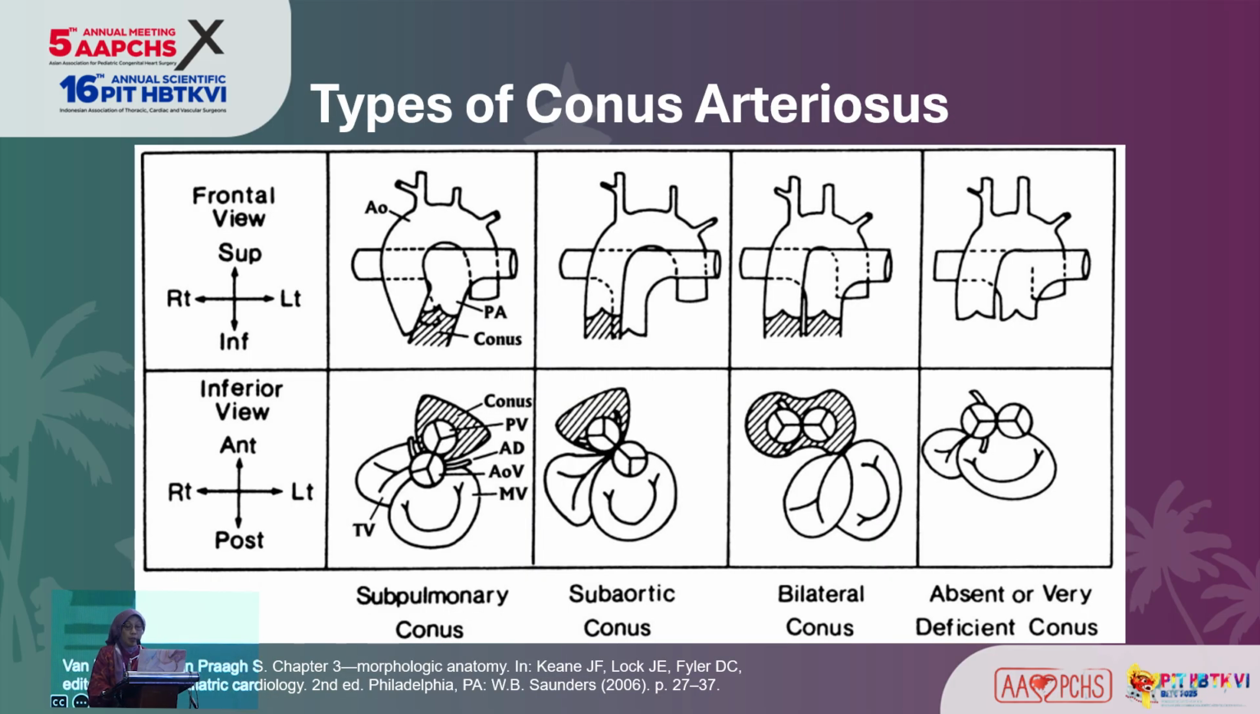The conus arteriosus, or infundibulum, is a key anatomical structure that influences how the great arteries connect to the ventricle. We describe four main types: first is subpulmonary, subaortic, bilateral, and deficient or absent conus. Each arrangement alters the relationship between the ventricular septal defect and the outflow tract, which in turn impacts the direction of blood flow and the surgical feasibility of certain repairs.